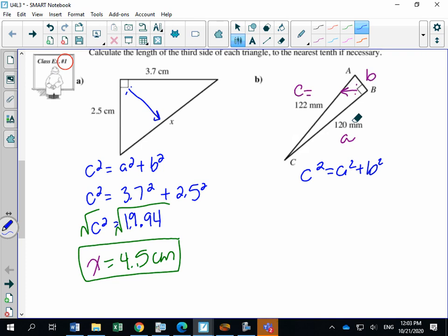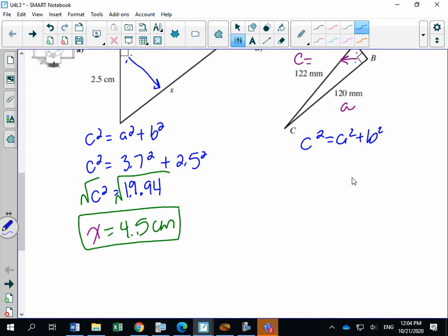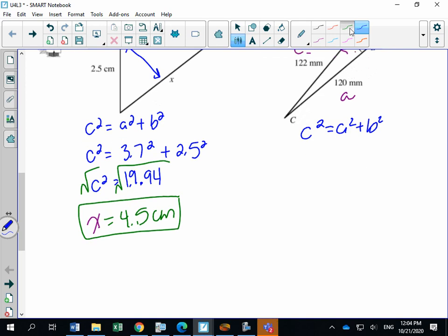And then what I want to do is I said, okay, I'm going to solve for B. So I need to get B squared by itself. How do I get rid of this A squared? Do I minus it or add it? You subtract it. To get B squared by itself, subtract A squared from both sides.